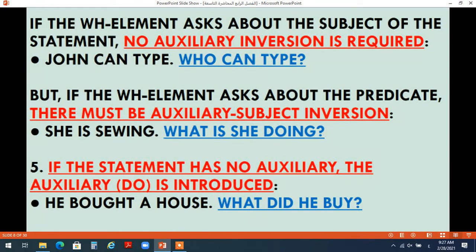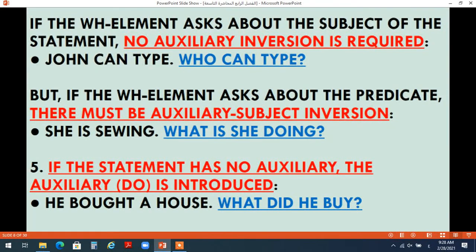If the statement has no auxiliary, the auxiliary do is introduced. Again, if we have a statement in which there is no auxiliary verb, we have only the main verb. So in this case we can make use of the do support rule, through which I use the verb do, whether do, did, or does, as an auxiliary verb in order to form a WH question.